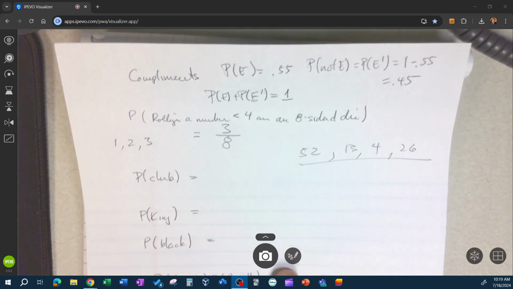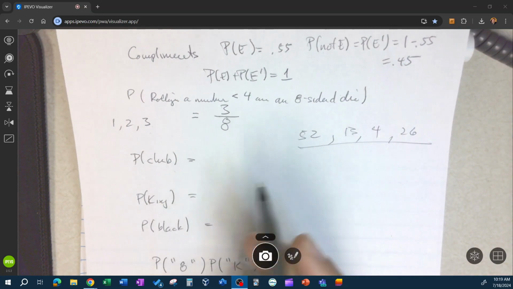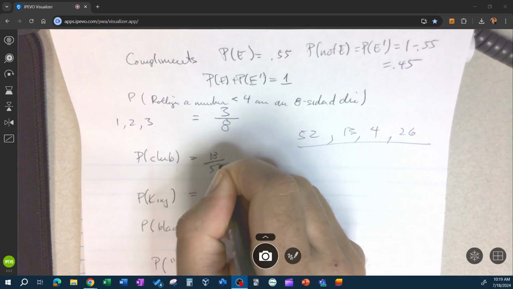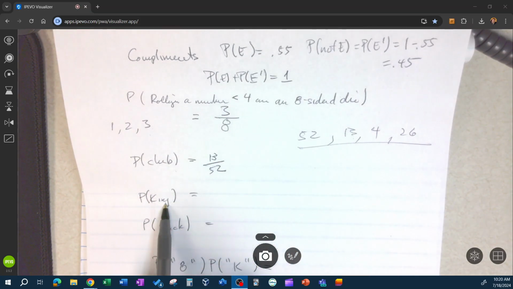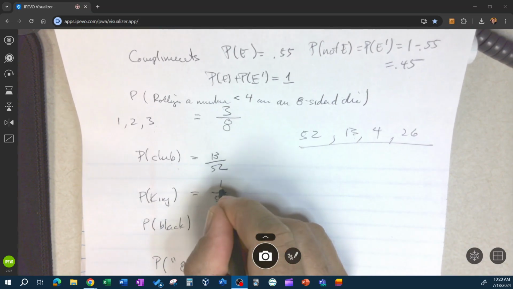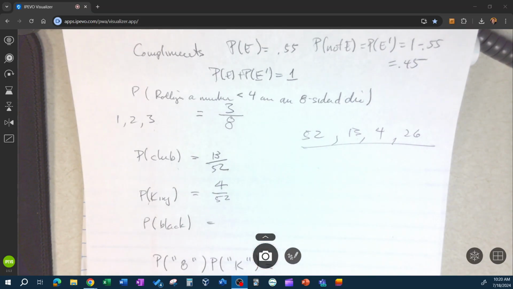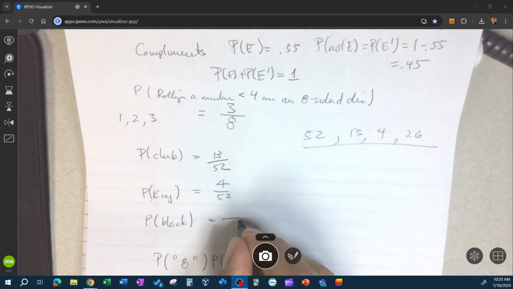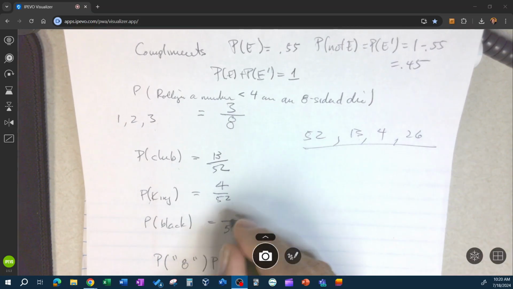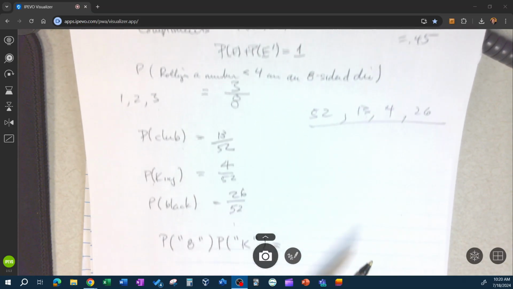So the probability that I get a club, well, that's one suit. There's 13 in each suit, so that's going to be 13 out of 52. What's the probability of getting a king, if I draw one card out of 52? Well, there's 4 kings, right, so that's 4 out of 52. What's the probability that I get a black card? Well, half the cards are black, right? 26. All right, so I just wanted to go through these numbers here because those are the ones that you need to know.